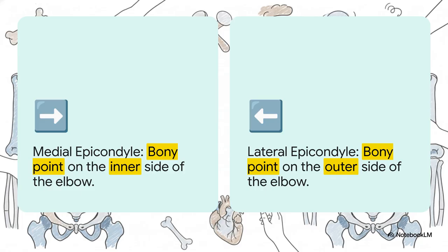Now let's get to the elbow and clear up a common point of confusion. The 2 main bony points are the epicondyles. The medial epicondyle is on the inner side. That's your funny bone. And the lateral epicondyle is on the outer side. Simple as that. Medial is toward the middle, lateral is toward the outside.